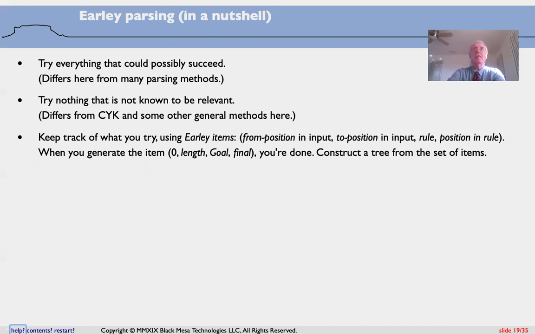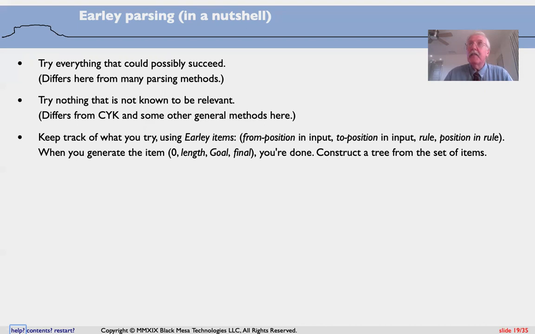That differs from many parsing methods, which require that there only be one thing that can possibly succeed at any point. And Earley parsing differs from some other methods in that it tries nothing that is not known to be relevant. There are some general methods like CYK and some other methods which try everything, but they try it in a purely bottom-up way. And they end up doing a lot of work that is irrelevant because it could not possibly be part of a parse for the entire input against that grammar.